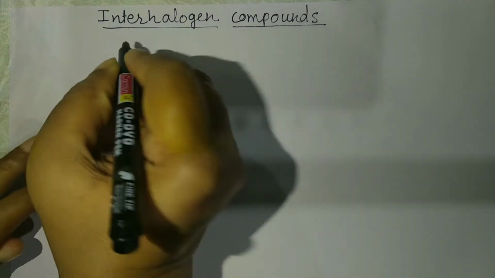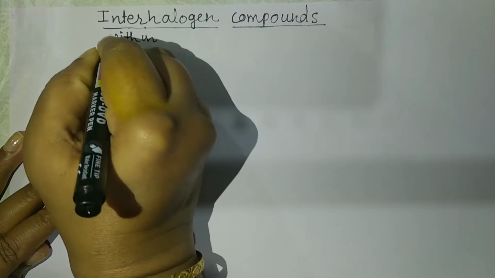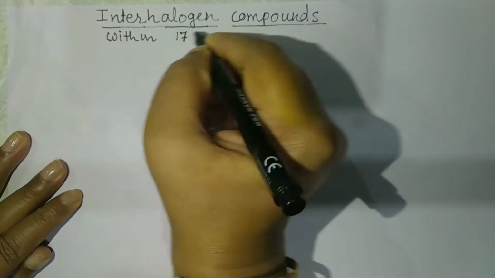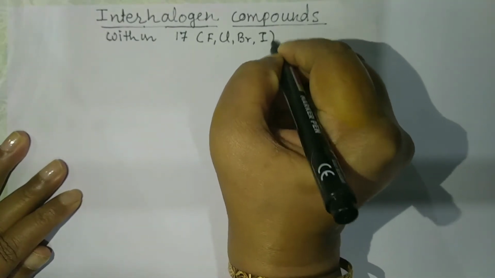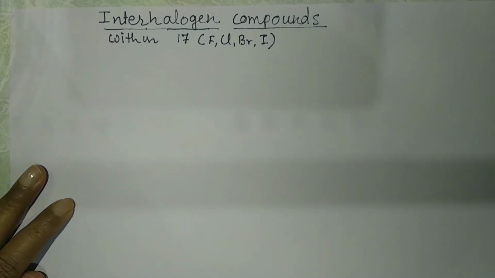Hello students, in today's video we are going to see interhalogen compounds. Now let us first understand what is the meaning of interhalogen compounds. Inter here means within, and halogens means the 17th group elements, that is fluorine, chlorine, bromine and iodine. So, this is the ability of the halogens to form compounds among themselves. Those compounds are called interhalogen compounds.